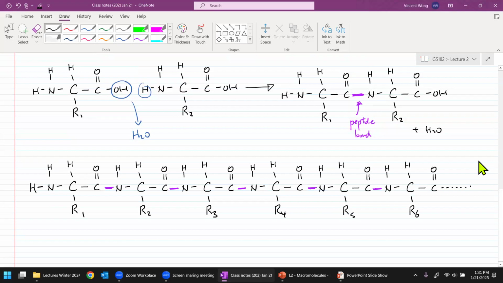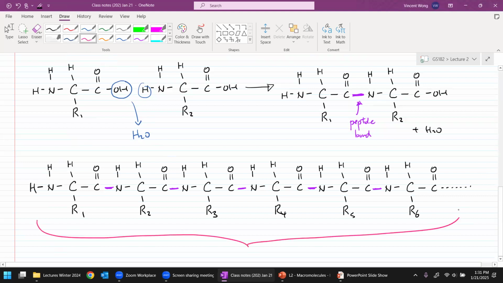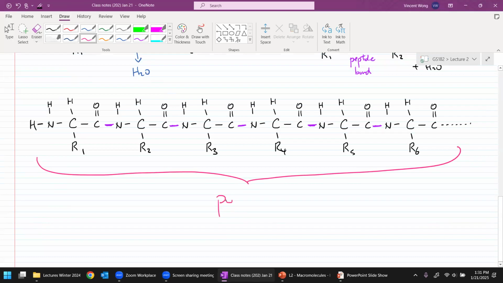So what I'm trying to show you here is this. That's one amino acid. That's another amino acid. And another one, and another one. And it forms the whole chain, right? So this whole thing is a polypeptide.